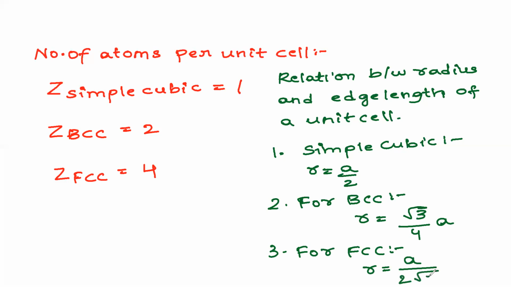So this is the relation between radius and edge length of a unit cell. Very, very important for numerical solving. This table and these 2 points are very, very important for solving questions based on the density of a crystal. So the relation between radius and edge length of a unit cell: in the case of simple cubic, r is equal to a by 2. For BCC, r is equal to root 3 by 4 a, and for FCC, r is equal to a by 2.